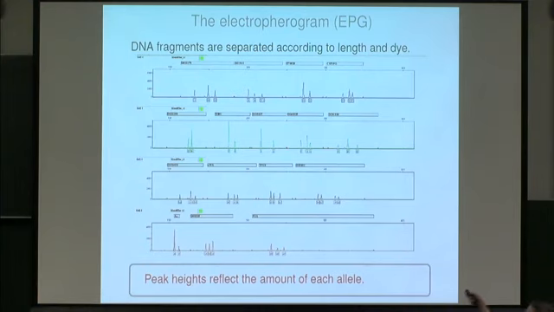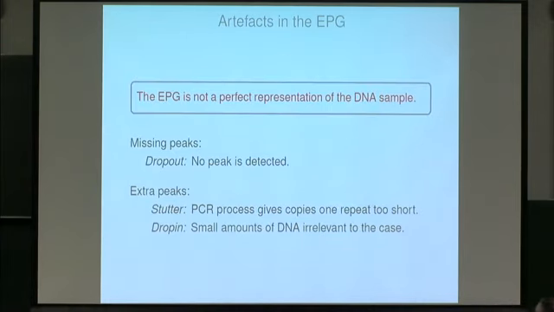The peak heights, they represent how much of that particular allele is in this DNA sample. And the standard is to say that the peak height is proportional to how much DNA there is of that particular type. And it's not quite as simple as reading off the EPG, because there are various artifacts that Roberto also just talked about. We can have peaks that shouldn't have been there, but they're there nevertheless, and peaks that should have been there but aren't there.